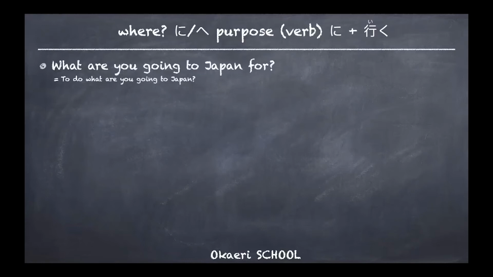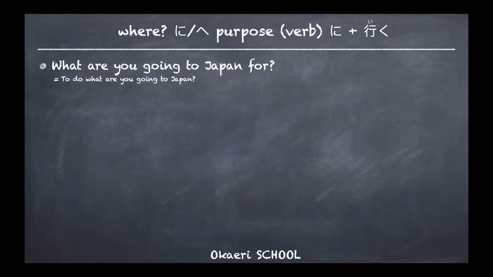Let's start by looking at this example. What are you going to Japan for? Meaning, to do what are you going to Japan? So the purpose you want to ask. I could imagine that you meet somebody here from your country to Japan. Maybe you see many people, so you ask, you're going to Japan for what? Like for sightseeing or to study or something.